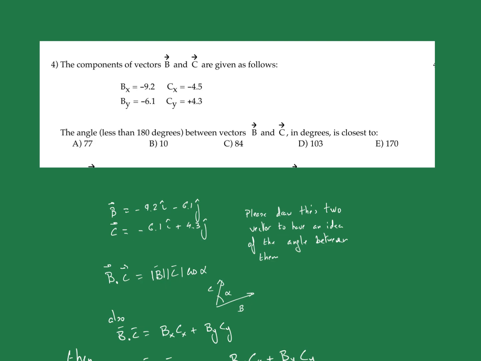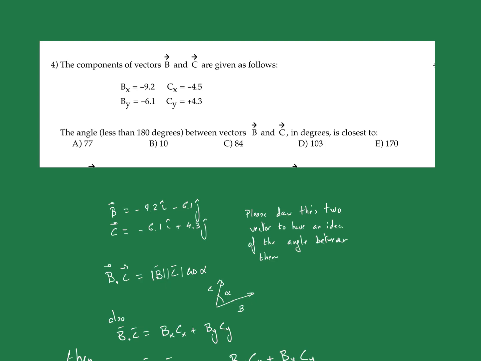The question says the vectors V and C are given as follows. They give you the component Vx, the component y of the vector V, and the same for Cx and Cy.